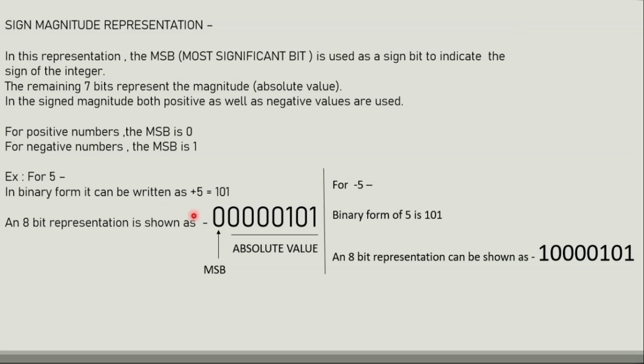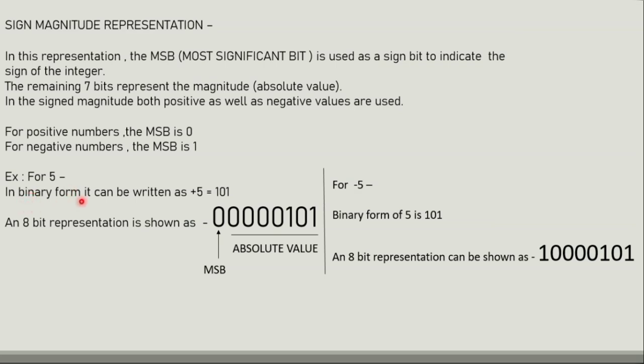See here, in the signed magnitude representation the first digit is the MSB, that is most significant bit, and the remaining 7 bits represent the absolute value, or we can also say the magnitude. In signed magnitude both positive as well as negative values are used, as I said previously. For positive numbers the MSB is 0, and for negative numbers the MSB is 1. If the number is positive, the MSB is 0. So for positive 5 the MSB will be 0, but for negative 5 the MSB will be 1. We'll see the example.